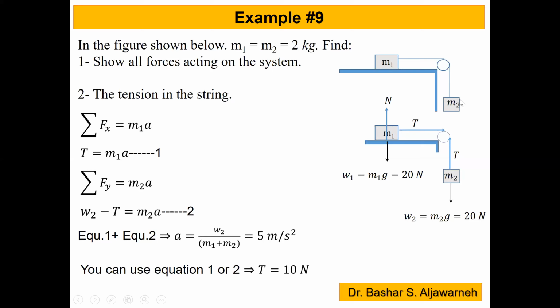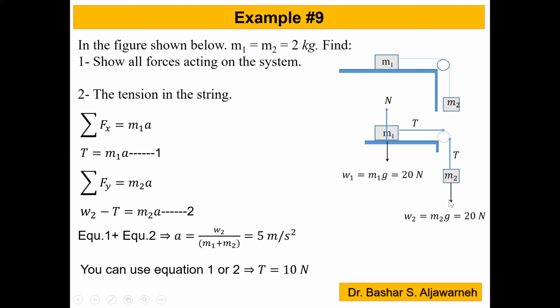M1 and M2. Now, my advice for you again and again: draw a diagram showing all the forces acting on your object or your system. As you can see here, on the first mass, the block or box, there is a normal force perpendicular to it and the weight. Since we have a string and the net force on the string equals 0, we have a tension here to the right, a tension here upward, and the weight.